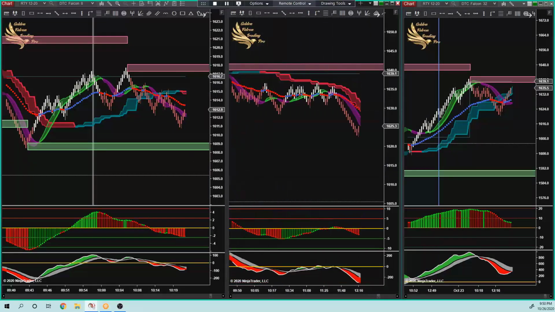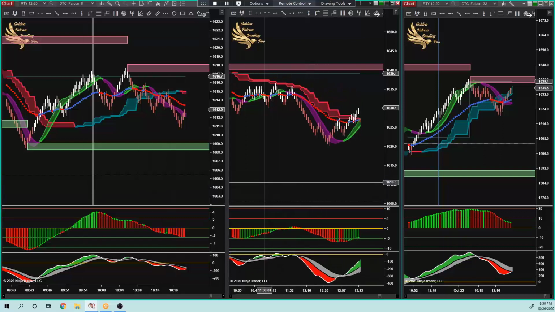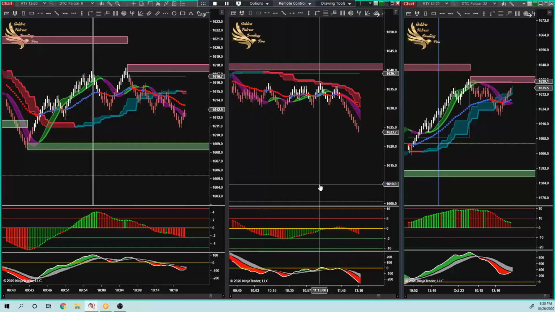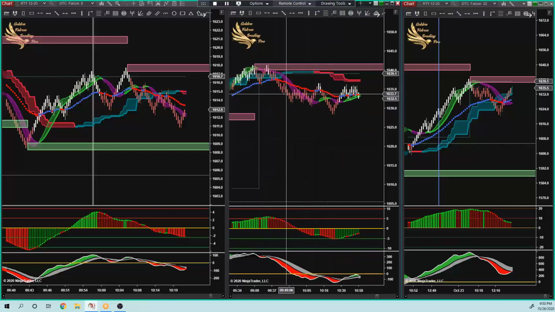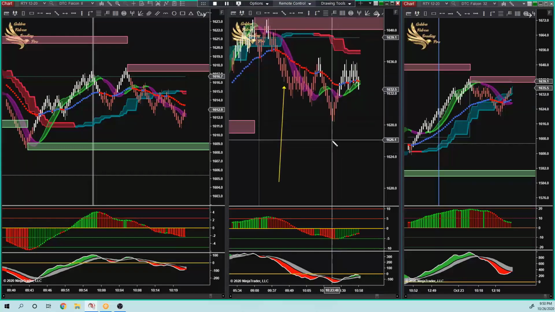All right, let's see what other questions we had. Can you explain a bit about a dual bar reversal? Yes. A dual bar reversal is effectively a wick up, wick down, wick up sort of picture. So here's a dual bar reversal right here. I can even blow it up bigger.